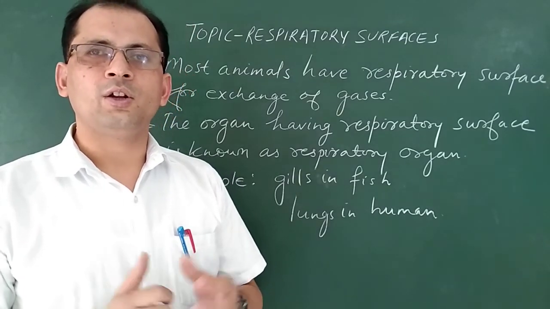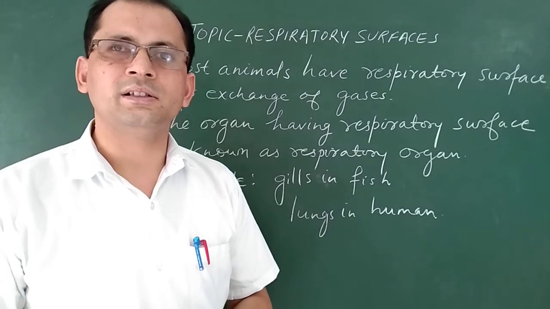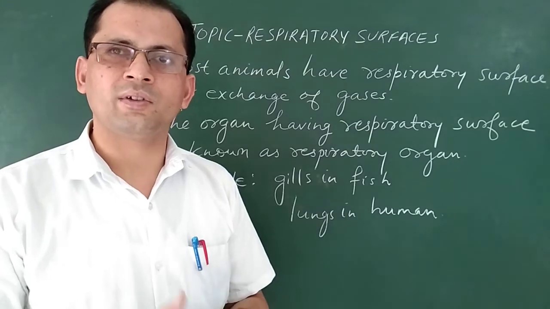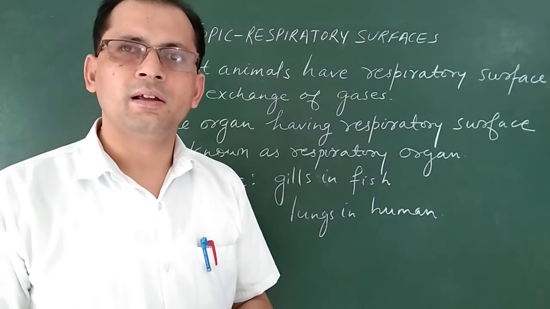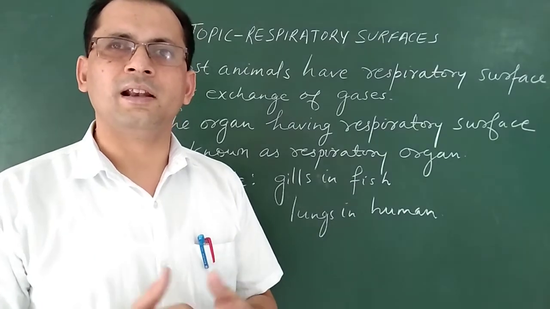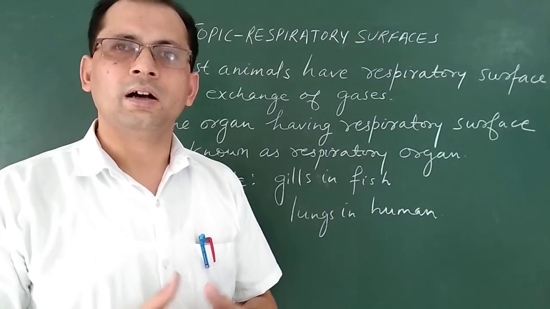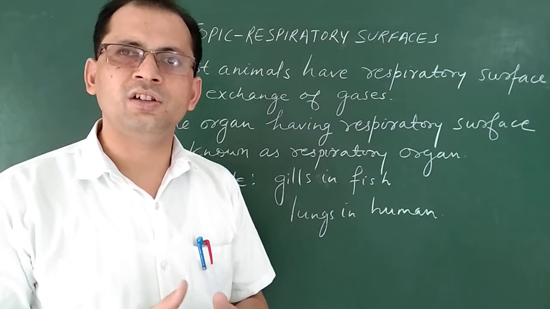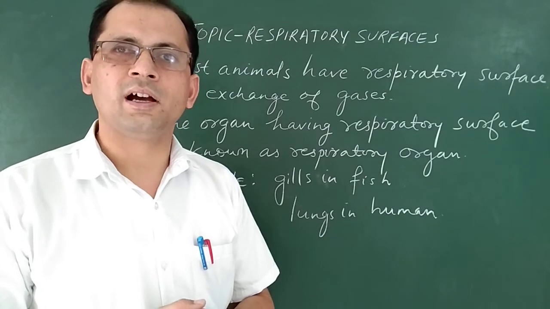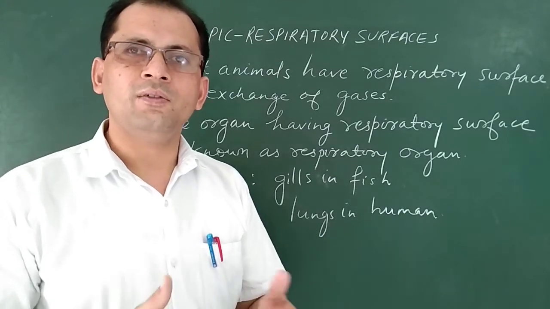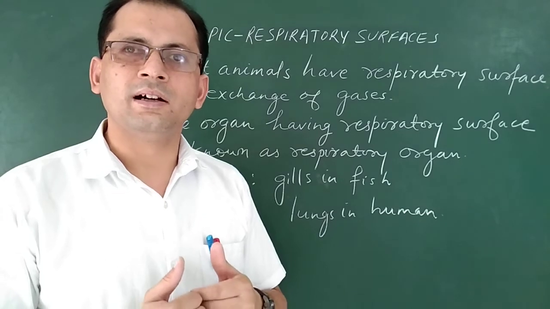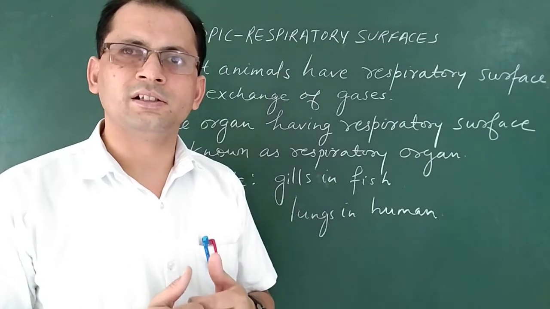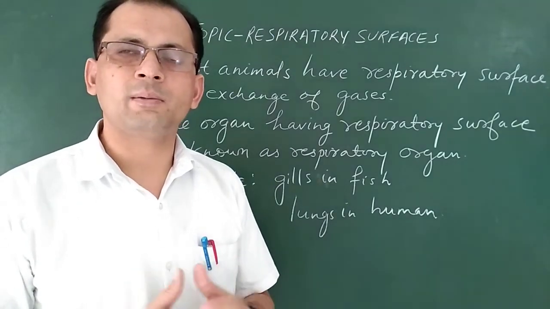What you have to remember beta, these respiratory organs are specialized organs in which the exchange of gases takes place. For example, gills in fish and lungs in humans. Our lungs are designed in such a way that they help in the exchange of oxygen and carbon dioxide. When we inhale the air, our lungs receive oxygen, and the blood which comes into our lungs for purification contains carbon dioxide.